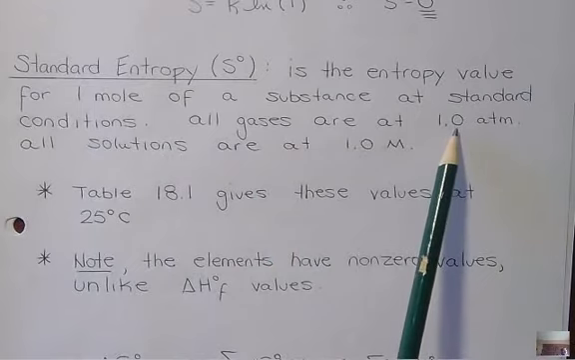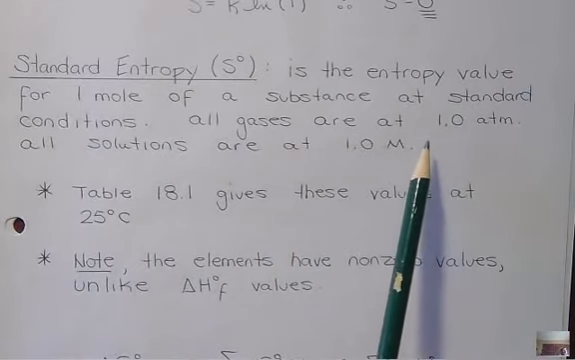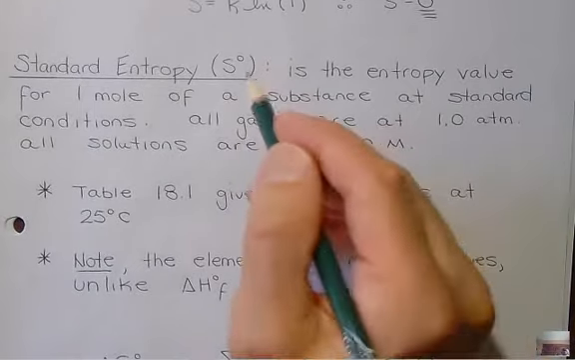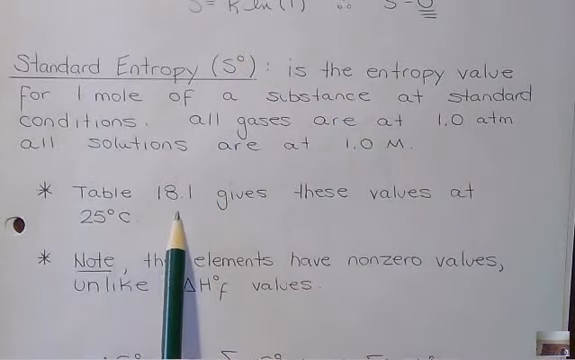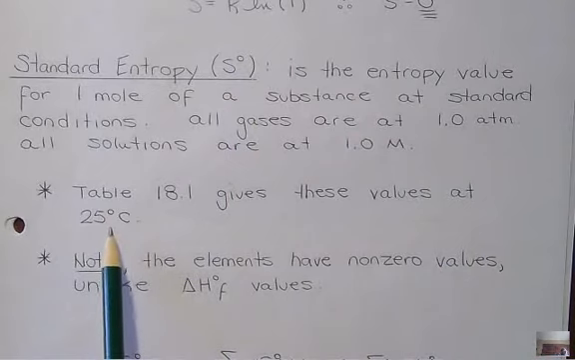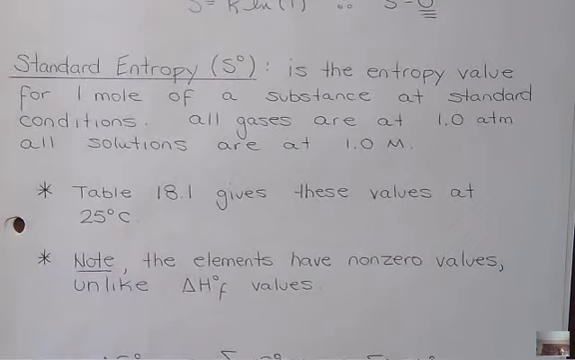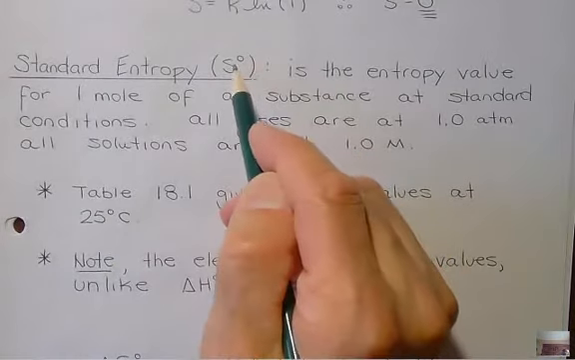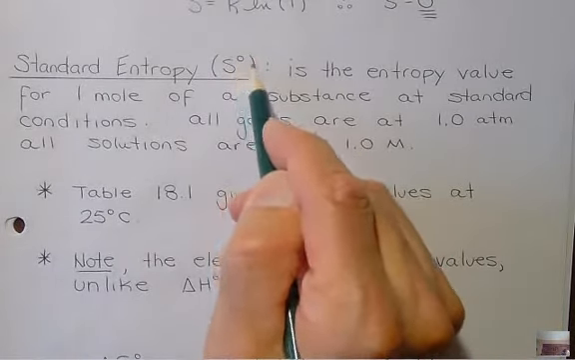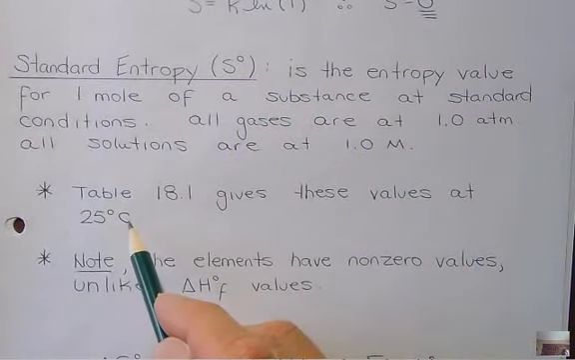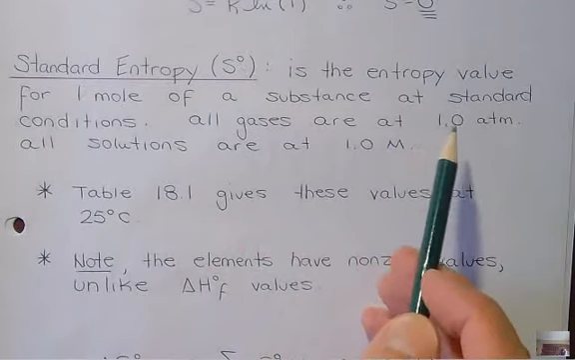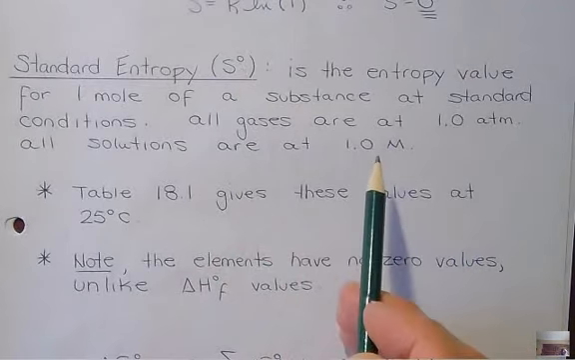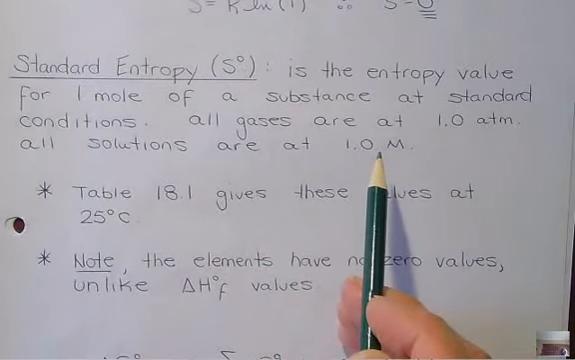1 atmosphere is the standard pressure. And the temperature doesn't come with a little 0. You also have to state the temperature. So table 18.1 gives these values at 25 degrees. And all the tables in all the books will always do it at 25 degrees. But it is important that you realize this little 0 does not cover the temperature. You also have to say the temperature. This covers the concentration and the pressure. Pressures are 1 atmosphere of any gases, and any solutions are at 1 molar.